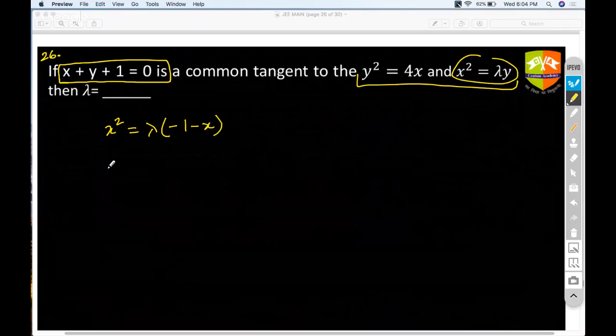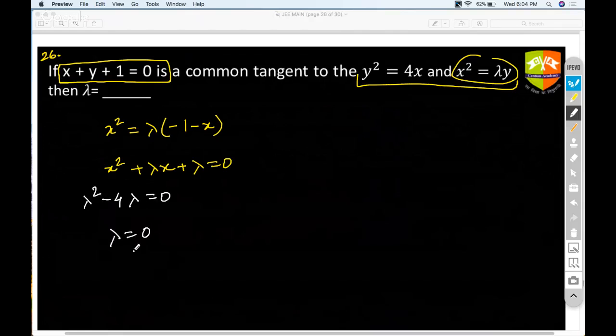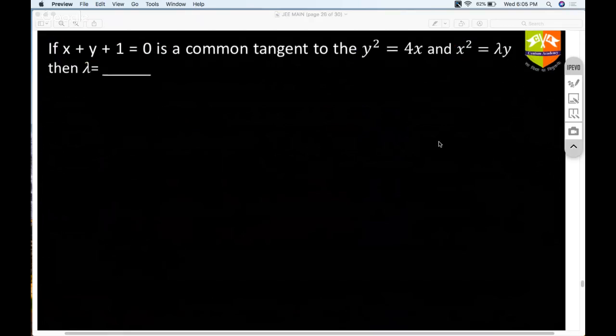-1 -x. So I'm getting x square plus lambda x plus lambda equal to 0. So if this is a common tangent, this must always give me the discriminant as 0. Discriminant means b square minus 4ac should be equal to 0. So lambda can either be 0 or lambda can be 4. Now if lambda is 0, this actually becomes the y-axis. Now this cannot be a tangent to the y-axis because it is definitely crossing the y-axis. So lambda has to be 4. So very clear cut, the answer is going to be 4. Okay. Let's move on to the next question.